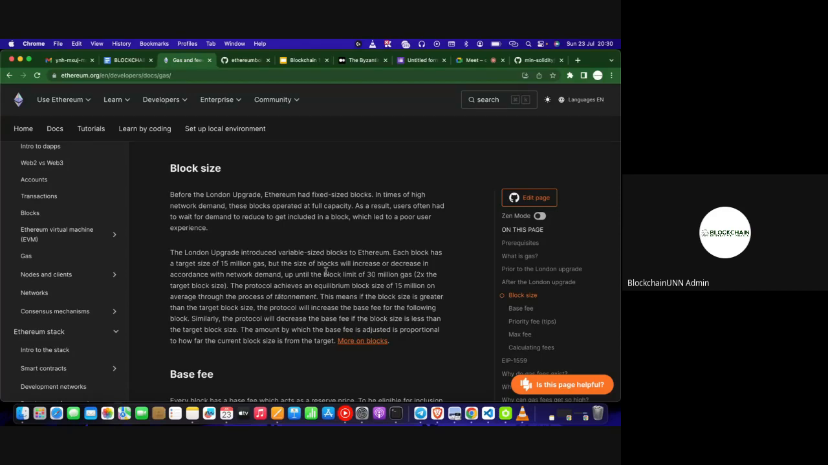This led to a very poor user experience. So with the London upgrade, one of the changes made was that the gas limit for each block was increased. The target size is just 15 million gas, so that's what we want to ensure, that transactions can fit in up to 15 million gas. But if there's a huge increase in network demand and a lot of transactions need to fit into a block, we can now stretch the block size up to 30 million gas. So we can now fit in more transactions than the normal 15 million gas.